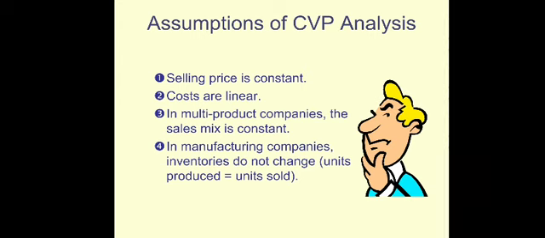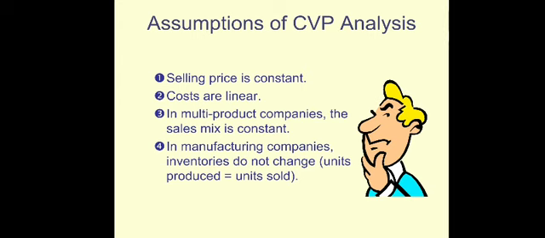The first one is, in every analysis that we have done in this topic, we assume that selling price is constant. If one product, for example, the bicycle, one bicycle, the price is 500, the price is constant. The company sells one bicycle, the price is 500. The company sells 900 bicycles, the price is still 500. That is the assumption.